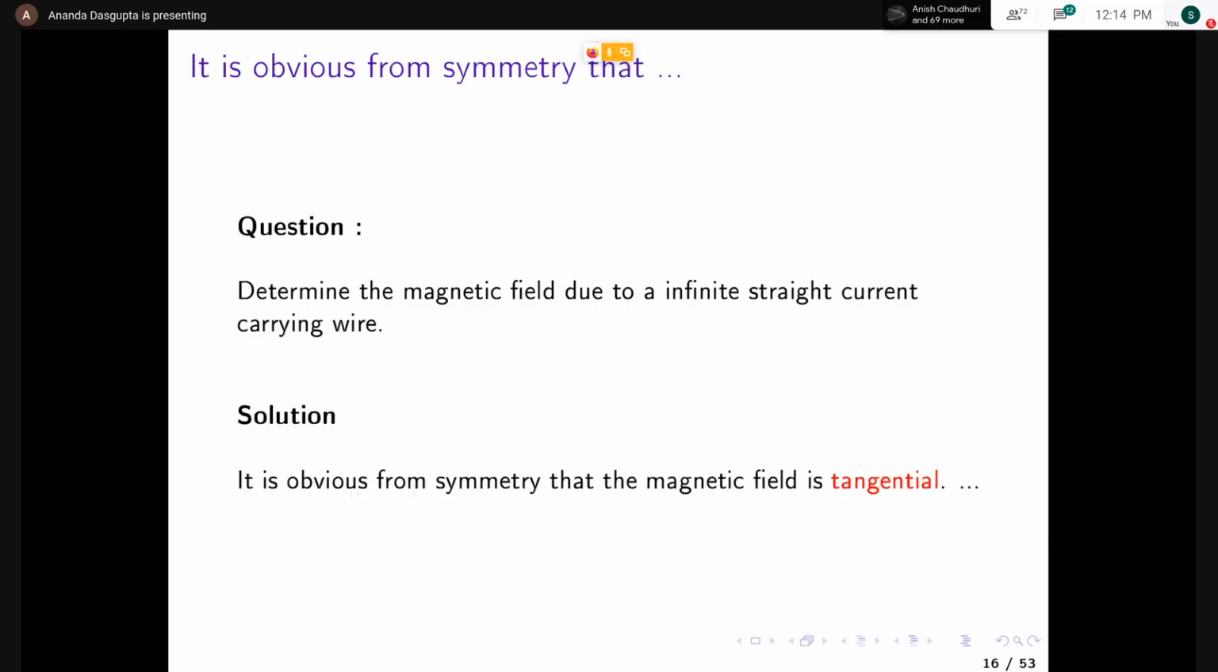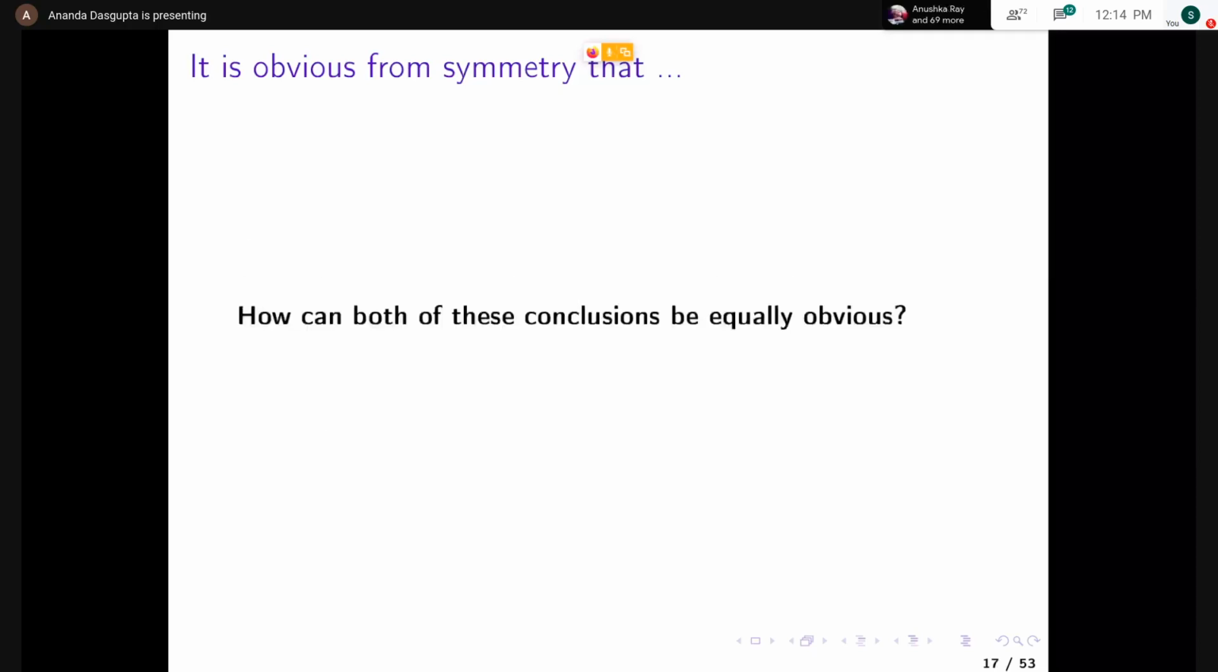So, before we talk about this, let's talk about a problem which, well, of course, I've already said this. How can both these conclusions be equally obvious? The answer is they can't. They're not obvious. They have to be figured out and thought about carefully.